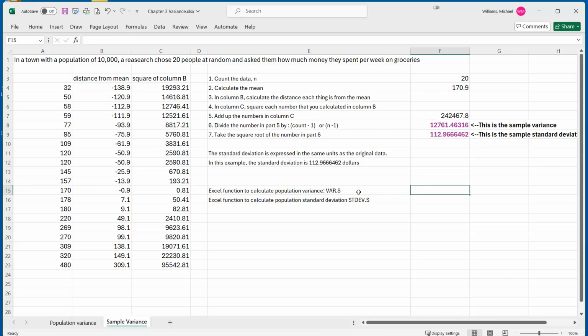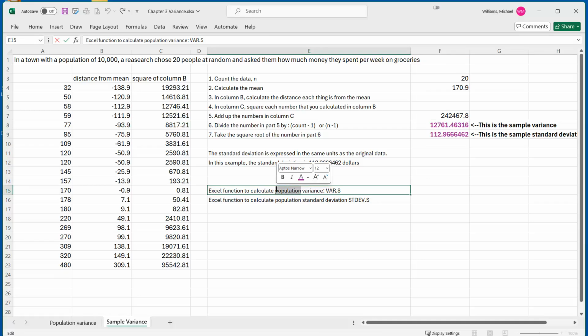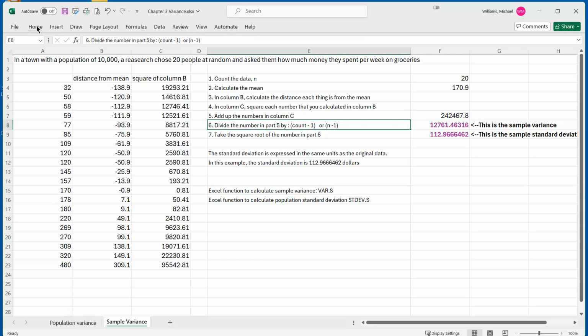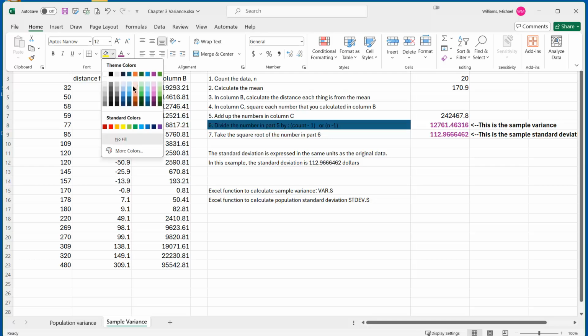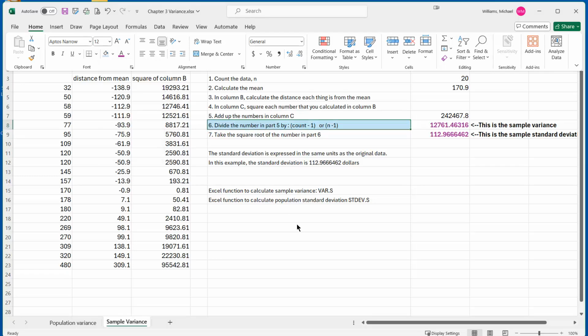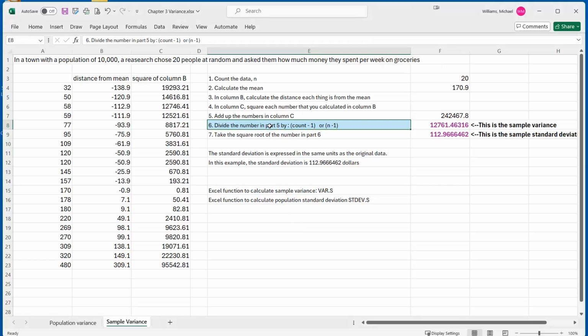you can use these functions. This is for sample, right? Sample variance. You see the one different step? I'm going to make this yellow or something, just so you see. This is how it's different. My yellow is a little strong. That's the difference with the population standard deviation. That's it, right? The rest of it is all the same.